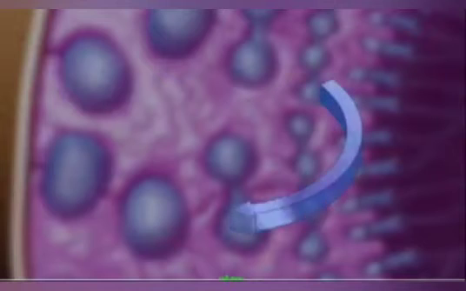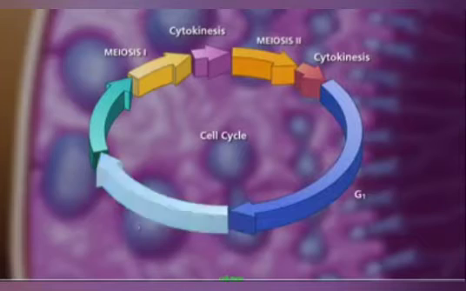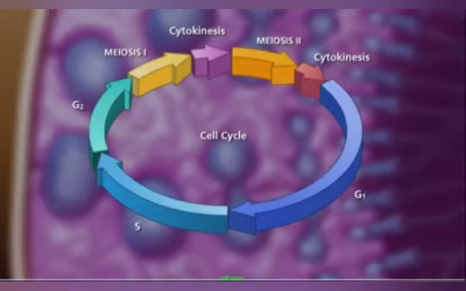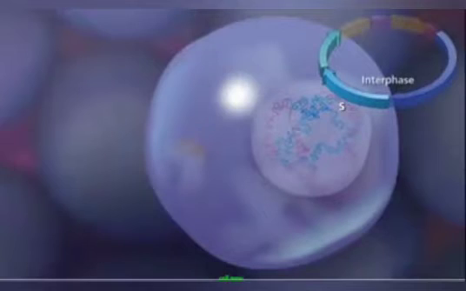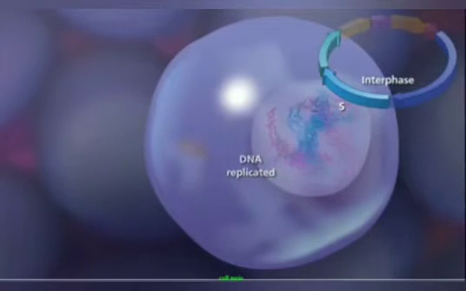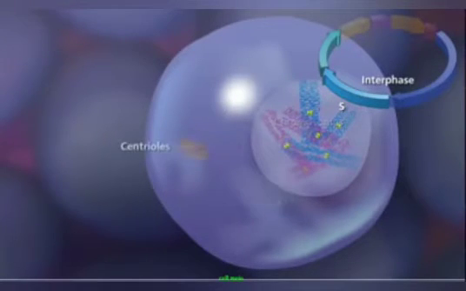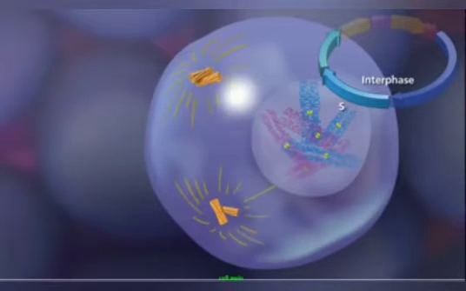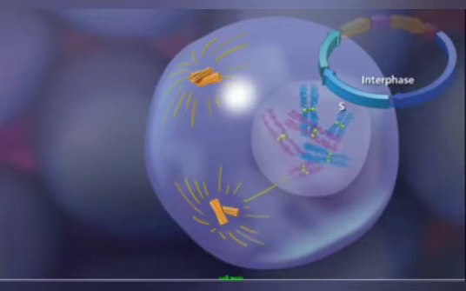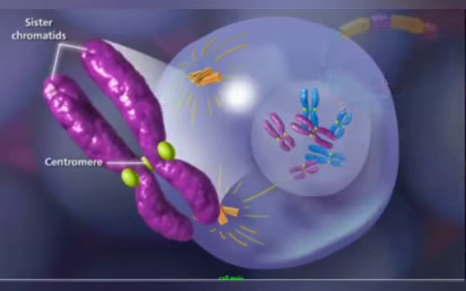As in mitosis, meiosis begins after a cell has successfully completed the G1, S, and G2 stages of interphase. During the S phase of interphase, the DNA is replicated, producing 2 copies of each chromosome called sister chromatids. The paired centrioles in the cytoplasm duplicate and begin extending microtubules that will form the meiotic spindle. Sister chromatids remain attached at the centromere and condense as the cell enters prophase I of meiosis.